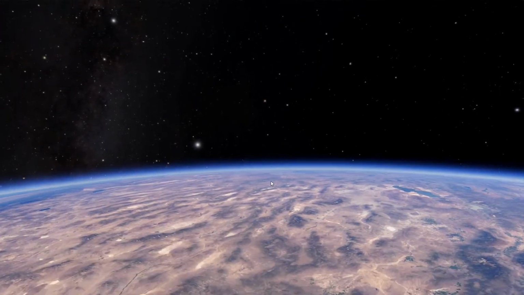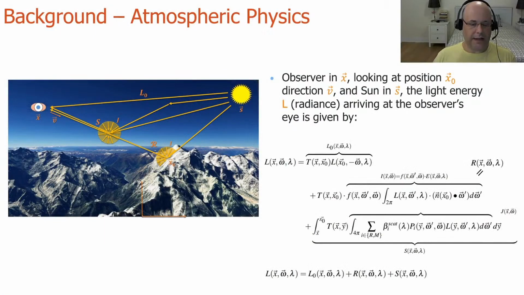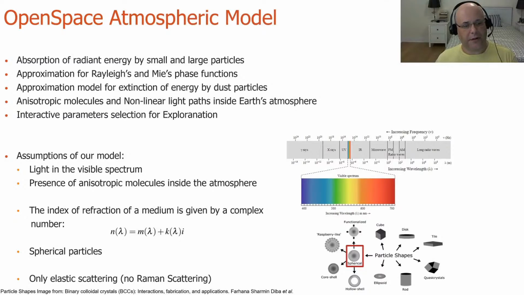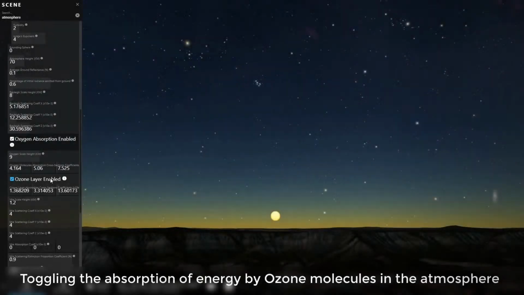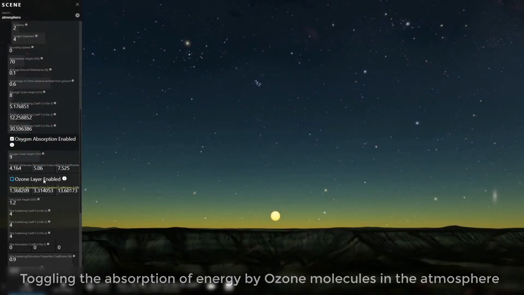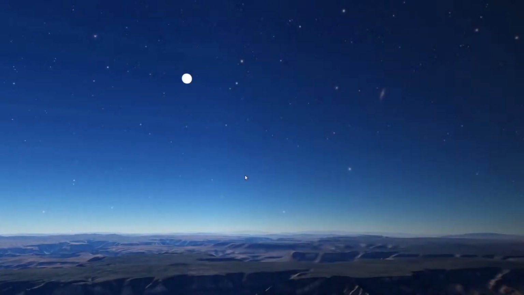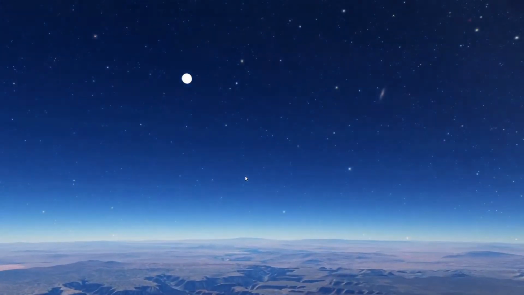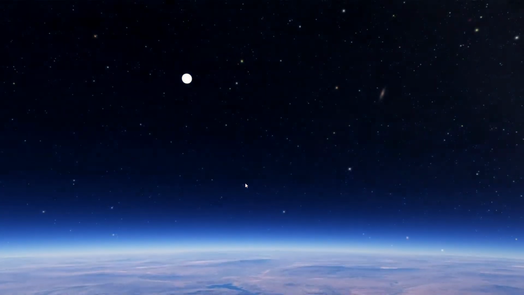In this work, we present an atmospheric model tailored for the interactive visualization of planetary surfaces. Our model provides a complete framework for the absorption of light by small and large particles, such as the oxygen and ozone molecules and Mars dust particles. We demonstrate our results using Earth and Mars as examples.